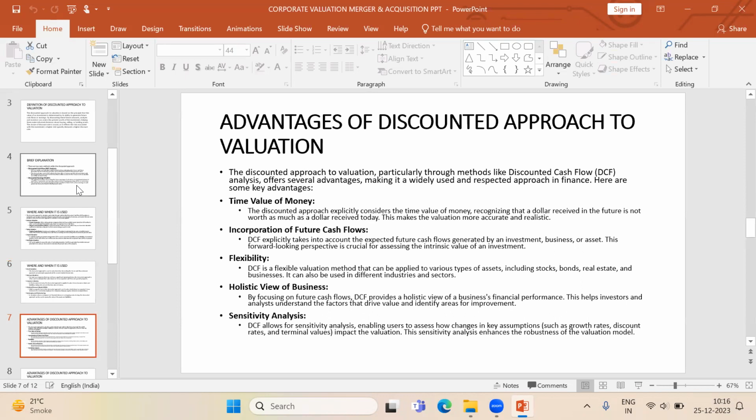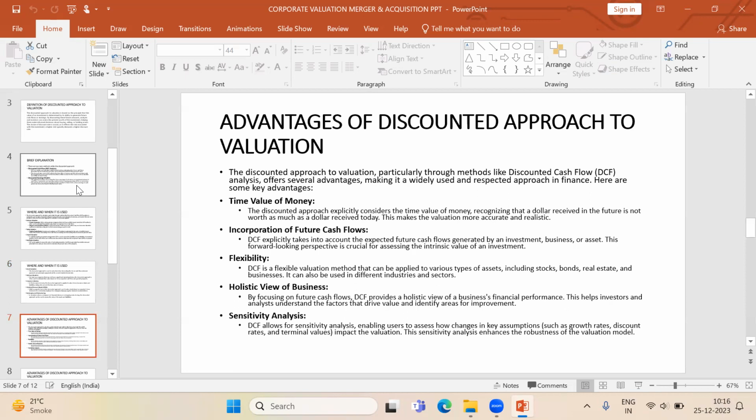Incorporation of future cash flows. DCF explicitly takes into account the expected future cash flows generated by an investment, business, or asset. This forward-looking perspective is crucial for assessing the intrinsic value of an investment. Flexibility.